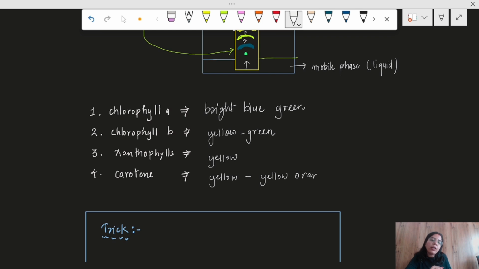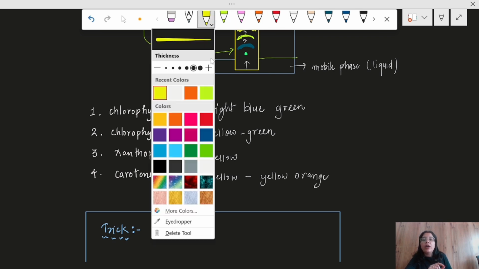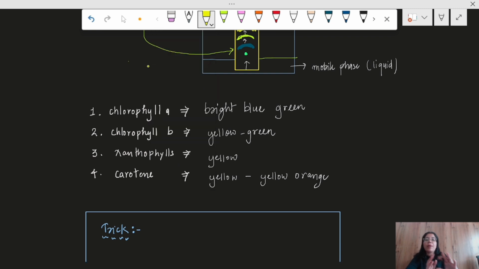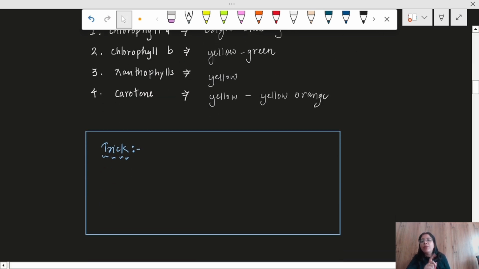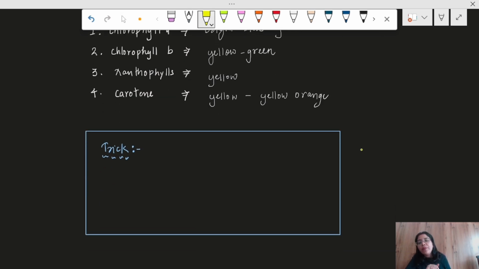These are the colors you have to remember, because in this data they can ask you questions like match the following. They will give you different pigments on one side and the different colors on the other side. So they can ask match the following, odd one out, incorrect pair. These kinds of questions are possible here, so this is important to remember. Now how will you remember this, right? To remember this, there is a trick which you can follow. Okay, what is the trick?